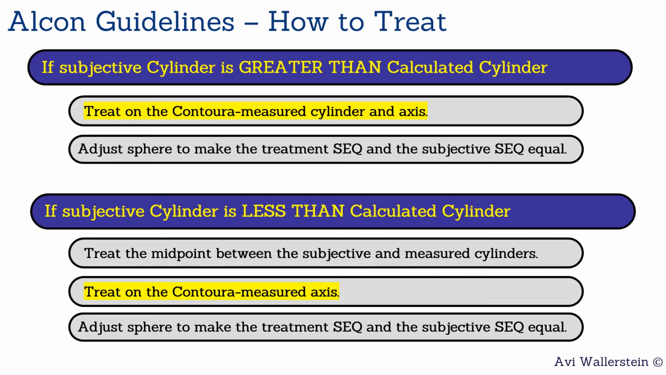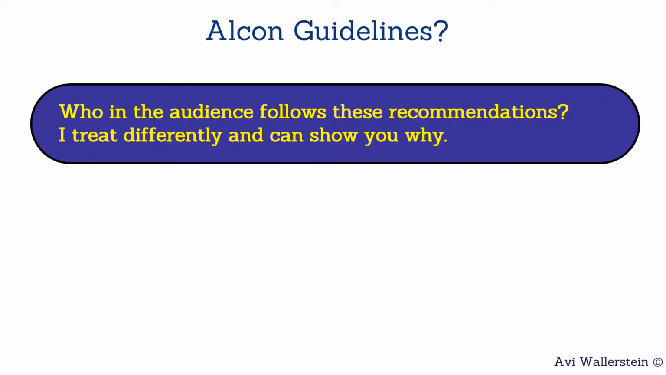Alcon guidelines on how to treat: if subjective cylinder is greater than calculated cylinder, then you treat on the Contoura measured cylinder and axis with an adjustment so that the treatment spherical equivalent and subjective spherical equivalent are equal. And if the subjective cylinder is less than the calculated cylinder, you treat in the midpoint between the two, and you treat on the Contoura measured axis. Who in the audience follows these recommendations? I treat differently, and I will show you why.